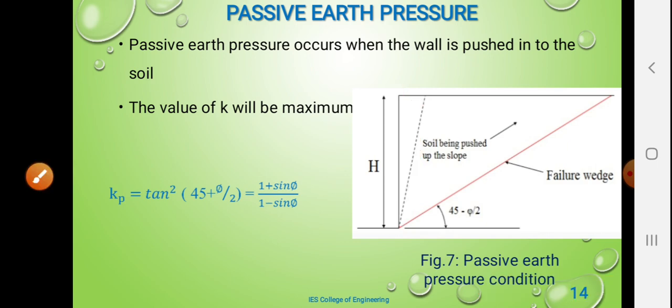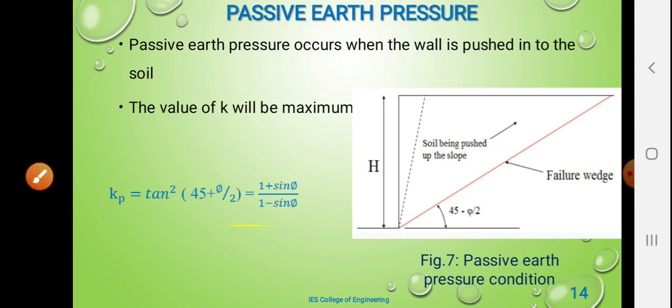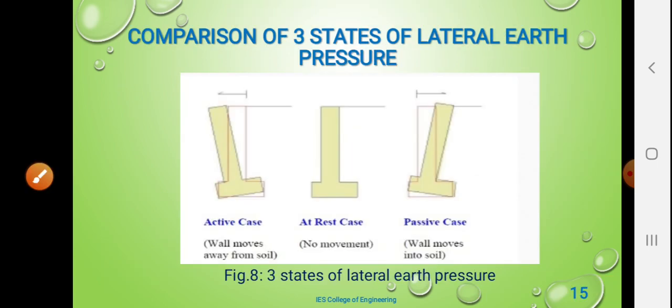So the expression for coefficient of passive earth pressure is tan square (45 plus phi by 2), that is equal to (1 plus sin phi) by (1 minus sin phi). Here Kp will always be higher than K0 and Ka. That means Ka, the active earth pressure coefficient, has a lower value compared to the at rest and passive earth pressure conditions. This is the comparison of the three states of lateral earth pressure.